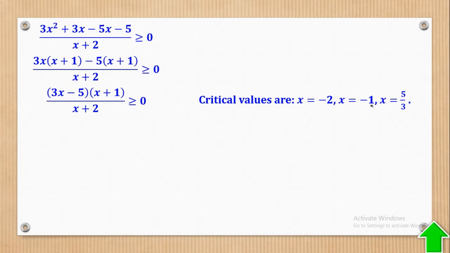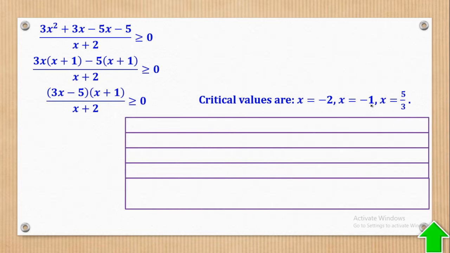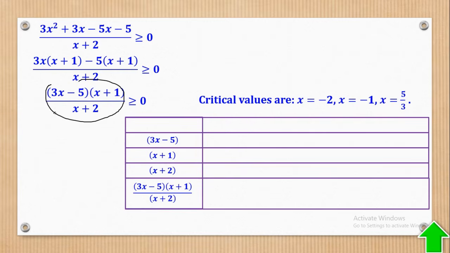Next is to tabulate the given intervals. So how do we tabulate? First of all, these critical values must be arranged in ascending order. Realize that this is small, this is followed by this, followed by that, so they have to be in ascending order. Then next, you write down all these factors separately. So we have started with this, followed by this, and lastly that. Now when that is done, you write the whole of this here.